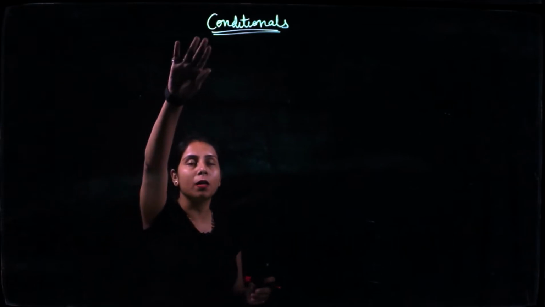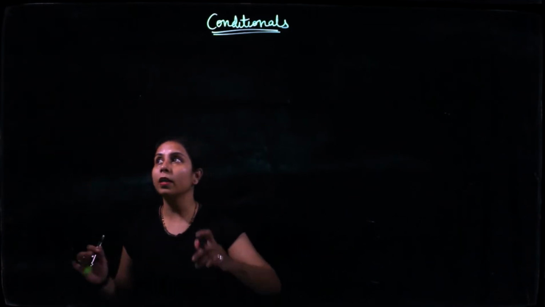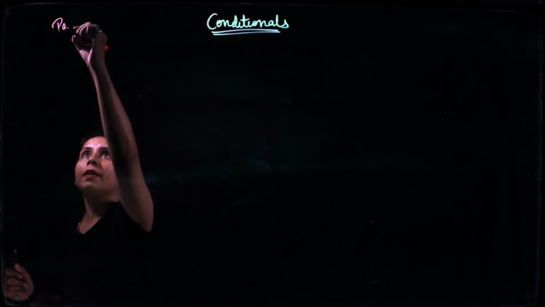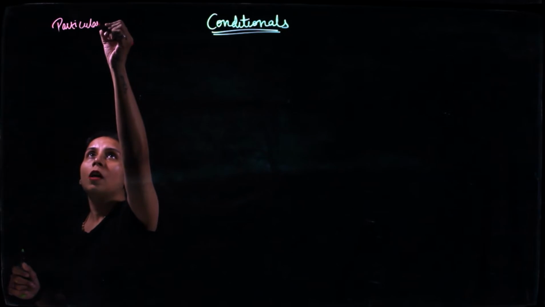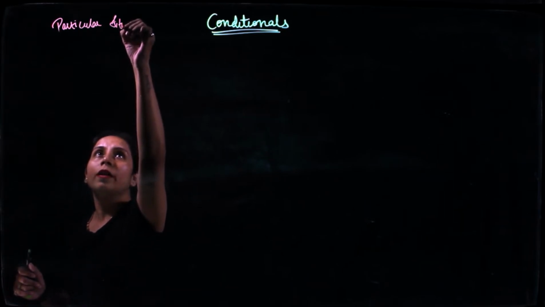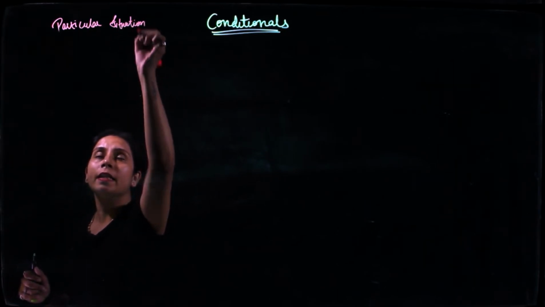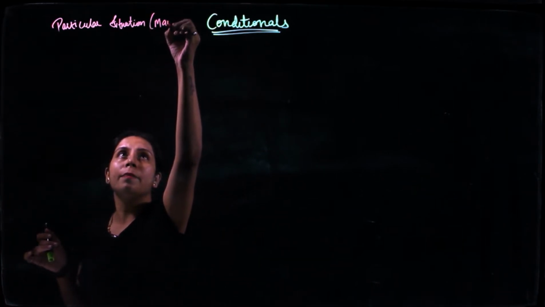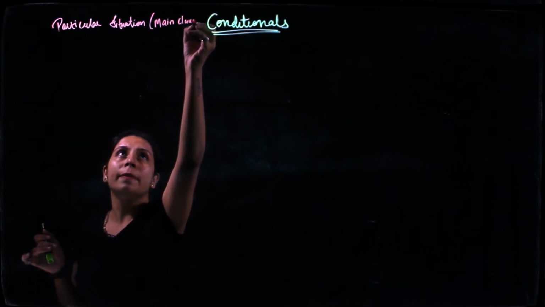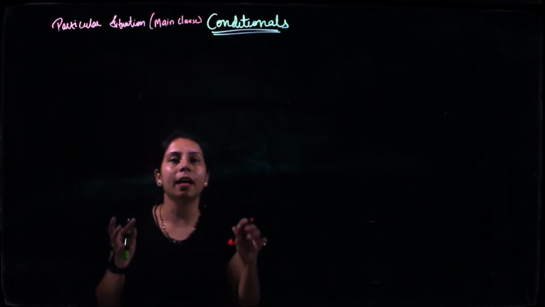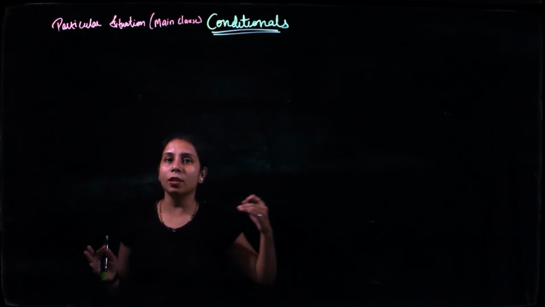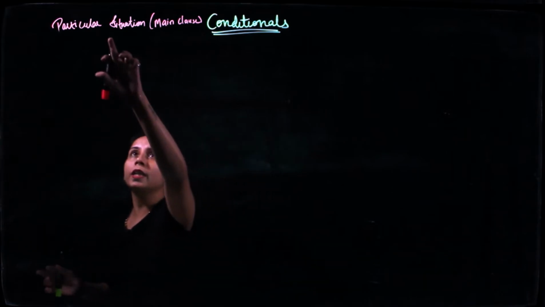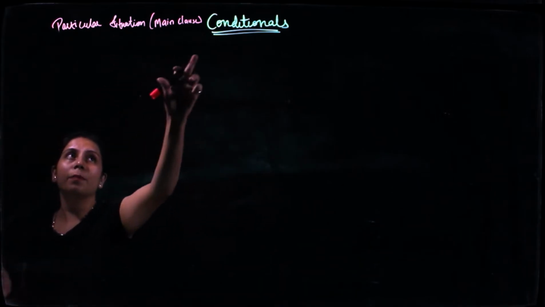But before that, what does it mean? I want to tell you that. So now, what are conditionals? Conditionals are basically a particular situation in a sentence. When you are creating a sentence, a particular situation is described as the main clause, the main thing happening in the sentence, and we are adding a condition to it. In that case, we take help of conditionals.